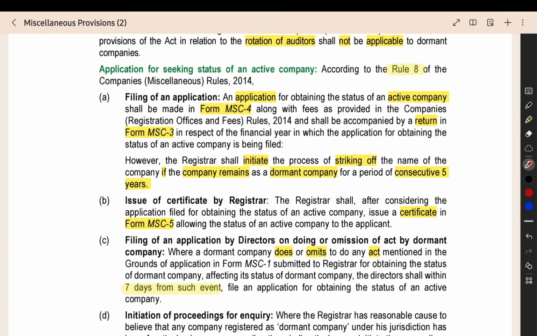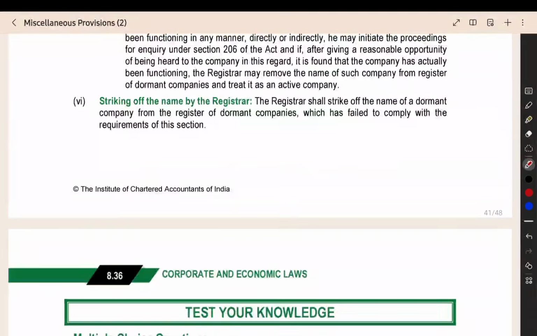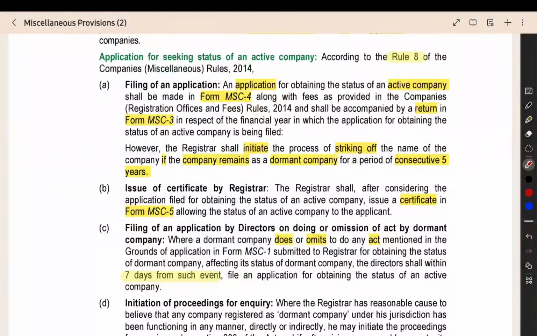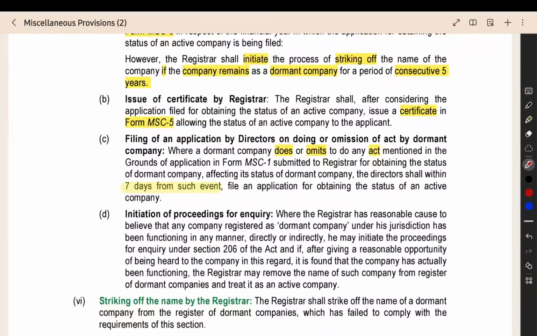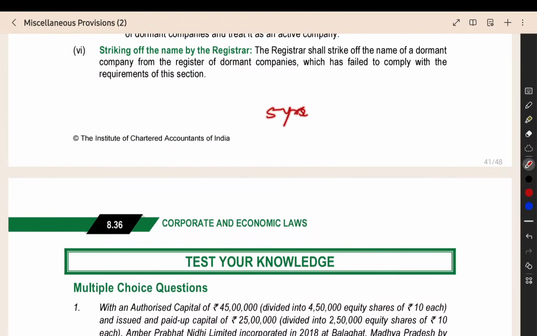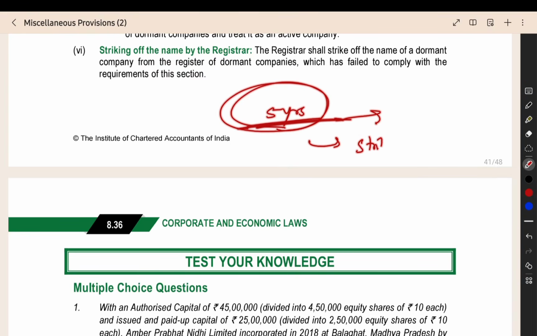Then if you want to become an active company again, you are a dormant company, you have the certificate of dormant company, now you want to become an active company again. Now you have to file the form MSC4 along with the proper fees. And for 5 years you are having a dormant company tag. 5 years you are having the tag, you are properly doing everything, but you did not start any business. 5 years gone. Now they will automatically strike off the name of your company.